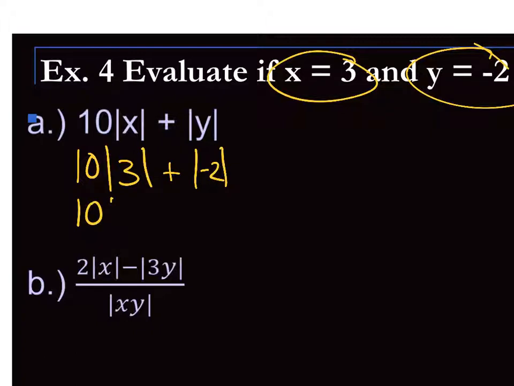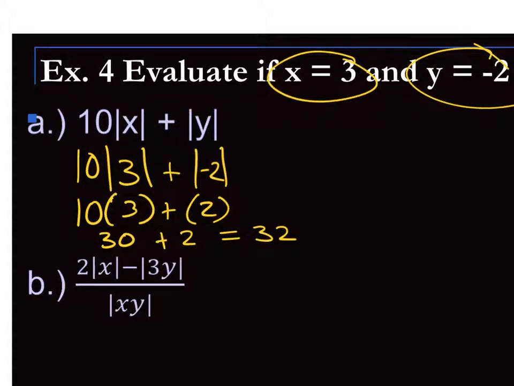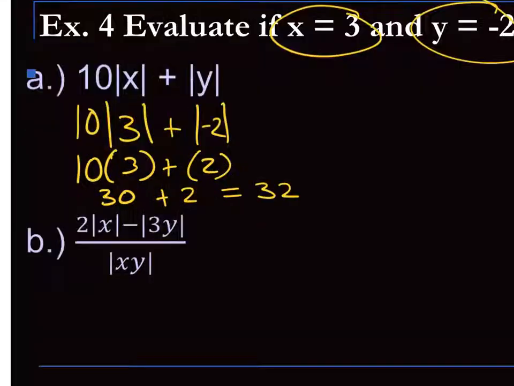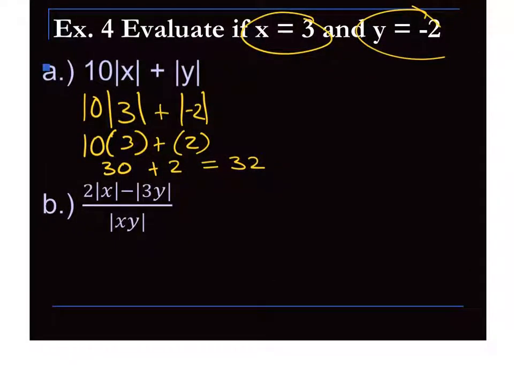So 10 times, what's the absolute value of 3? 3. And what's the absolute value of -2? 2. So we've got 10 times 3, which is 30, plus 2 gives me 32. That's the work I would expect to see on that. Again, if you had to do math, I want to follow along. Do the same thing on the next one.